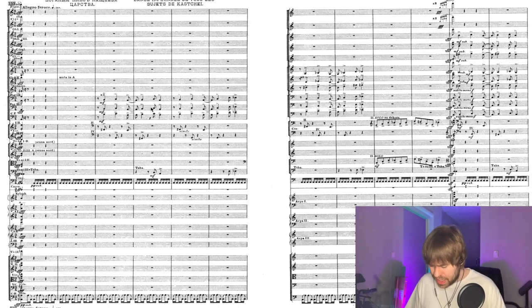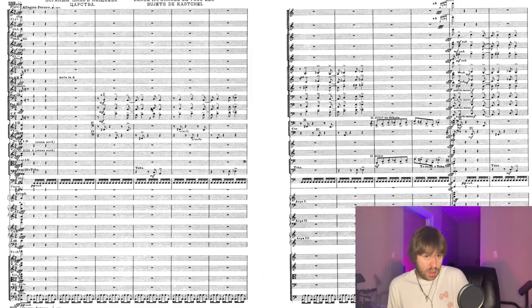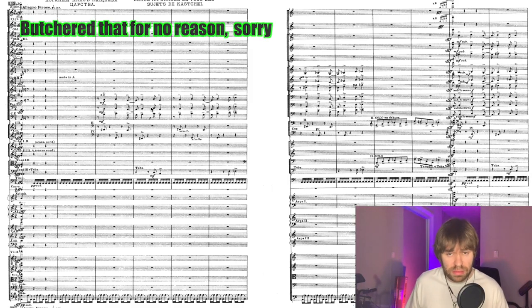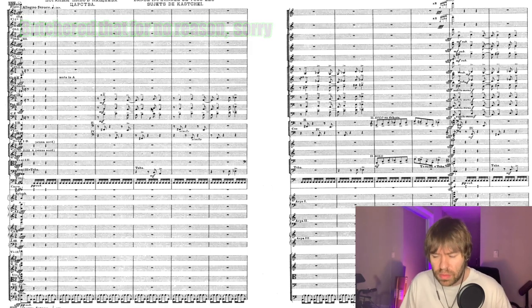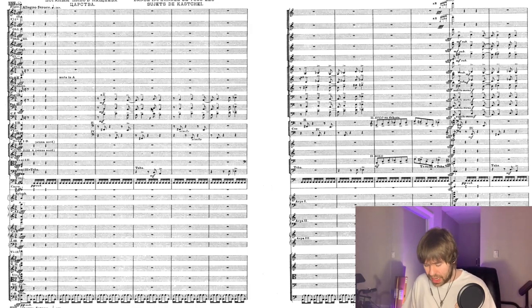We're basically, right? Very A minor, just A minor, with, of course, some added tritone, which gives it that extra interesting feel.